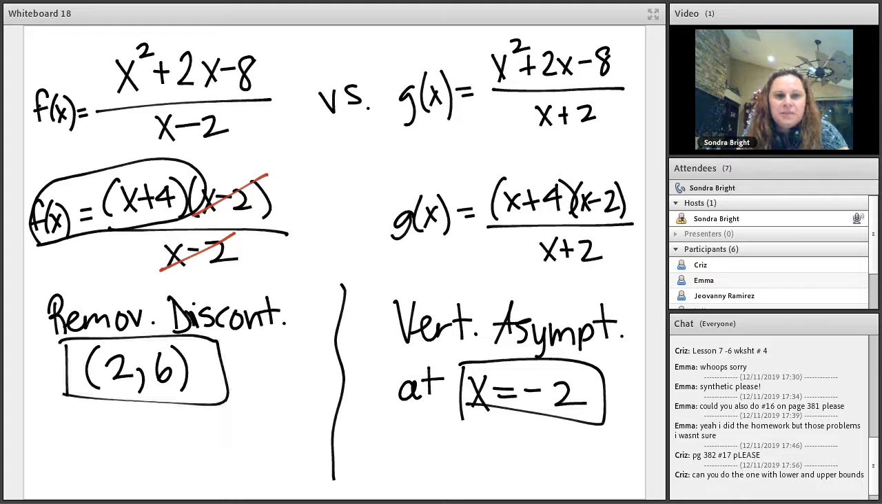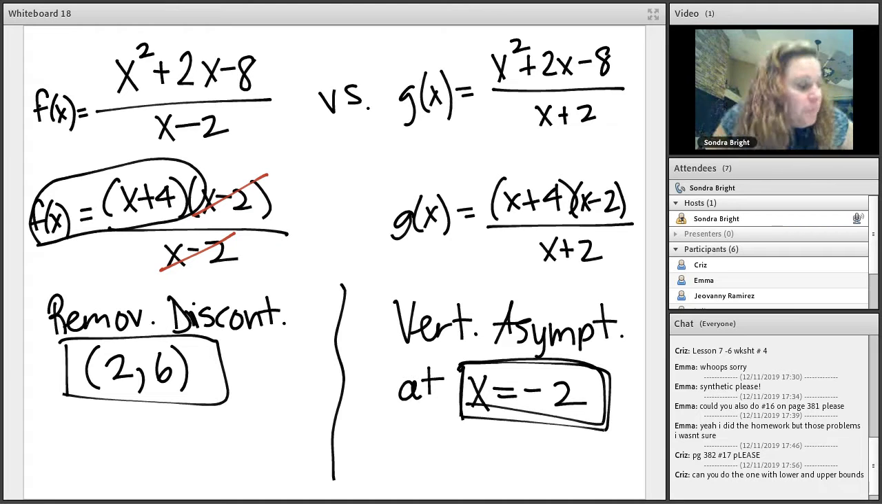Point for the removable discontinuity, a line, so you need an equation for the vertical asymptote. So that's what happens with different discontinuities. If the factor cancels, it creates a hole or a removable discontinuity at that point. But when a factor does not cancel in the denominator and it stays there, then it creates a vertical asymptote.